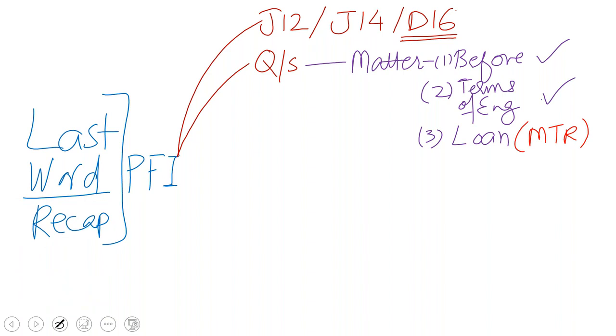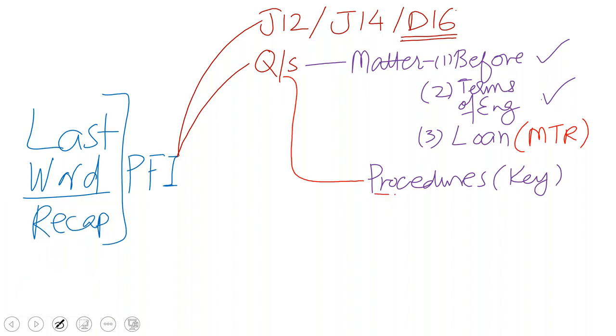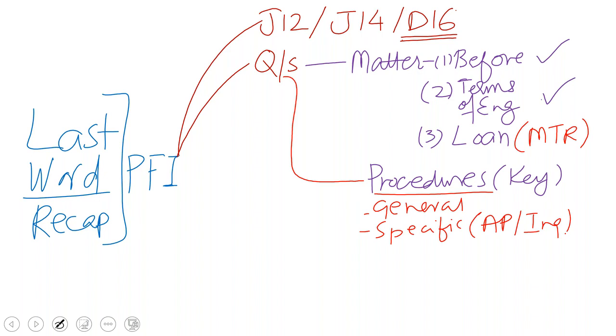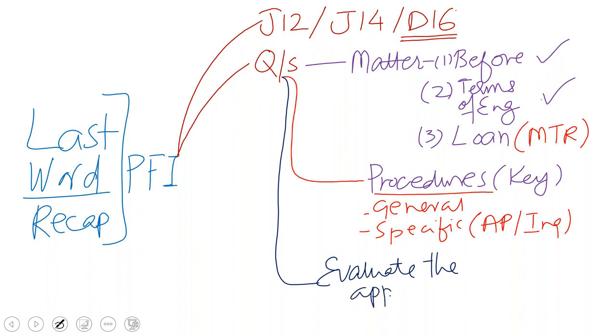Now you should also know that a question on PFI also focuses on procedures, which is the key part of it. Procedures is the key of PFI. The procedures are either journal or they are specific, and the specific ones are restricted to AP and inquiry. Apart from the procedures, another requirement of this question is to evaluate the appropriateness, which we just did prior to the break. Evaluate the appropriateness of the forecast, rather than saying cash flow, forecast in journal. And you know exactly what is to be done with this requirement.